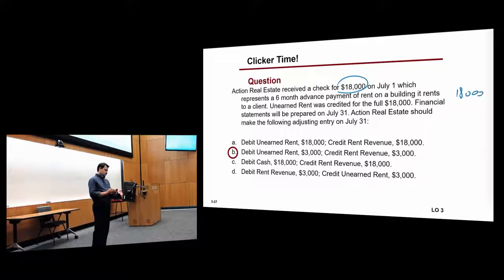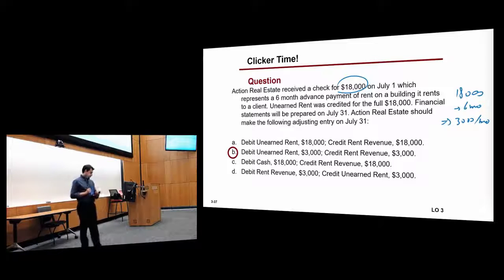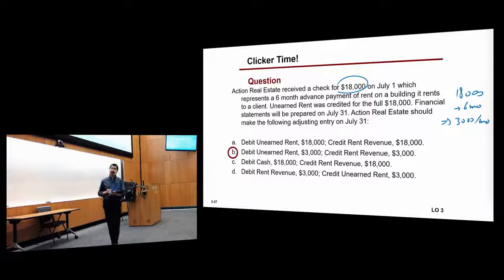So it's $18,000 for 6 months. How much is it per month? $3,000. $3,000 per month. Unearned rent was credited for the full amount. Financial statements will be prepared at the end of the month, so the company will need to adjust for the month of July.